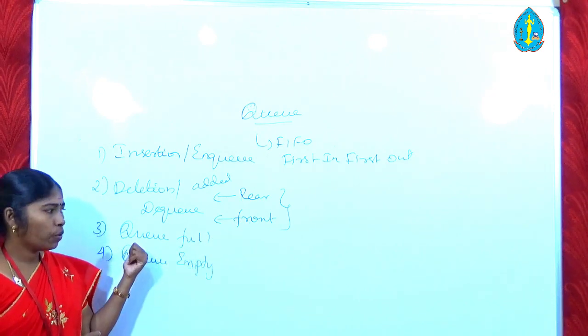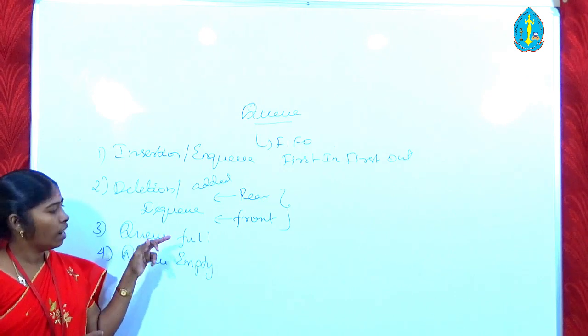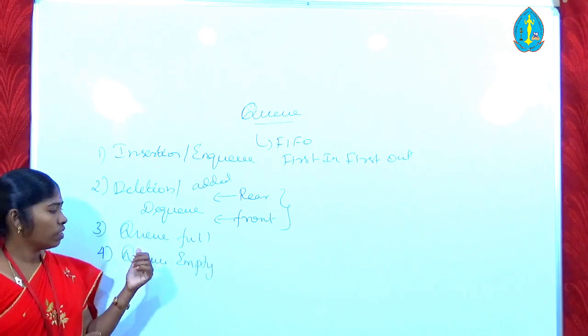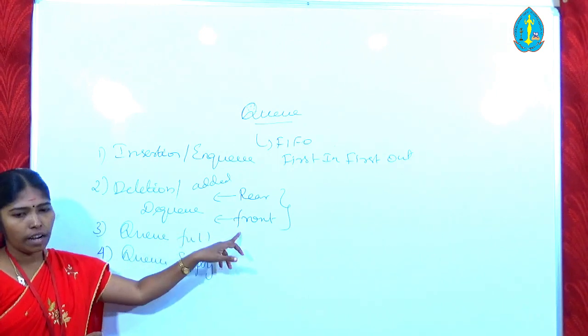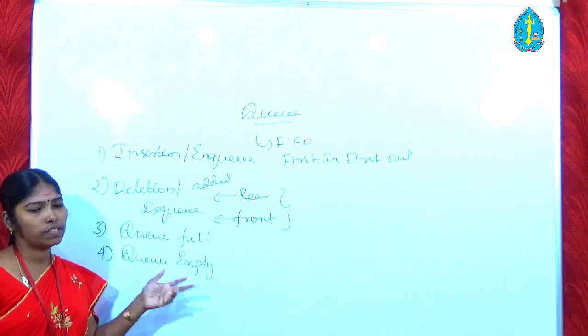Now the queue is full, it will report that the rear is reaching the maximum size of the queue. If the queue is empty, it will report that the front and rear pointer are 0. So now the queue is empty.